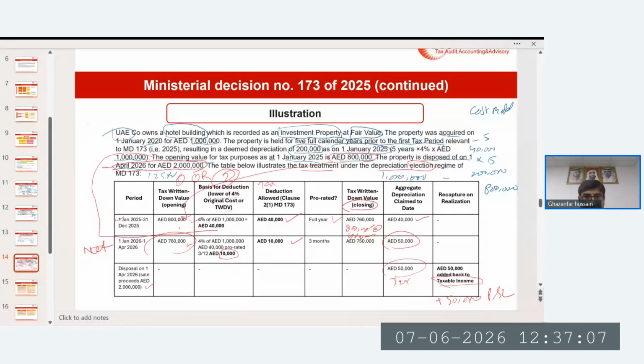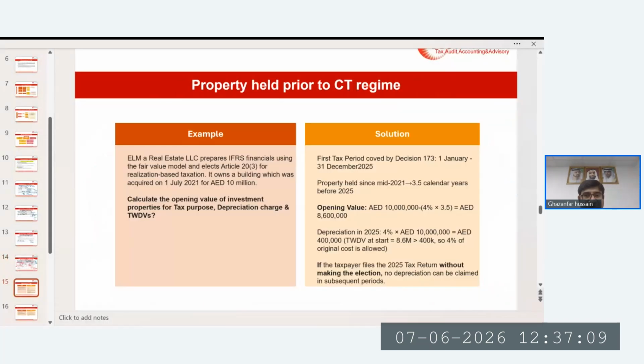Now, let's see another example just to understand this. A real estate enterprise prepares IFRS using a fair value model. Elected Article 20 for realization based taxation on a property building which was purchased by them on the 21st July for 10 million. Calculate the opening value of the investment property for tax purposes, depreciation charge, and tax return on value.